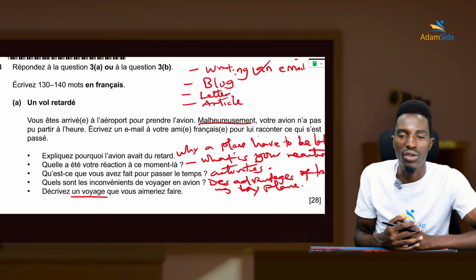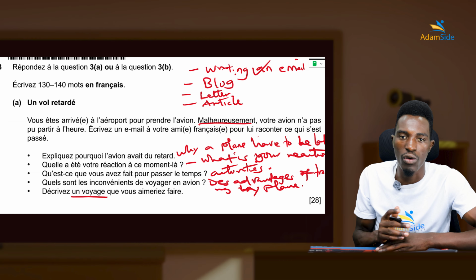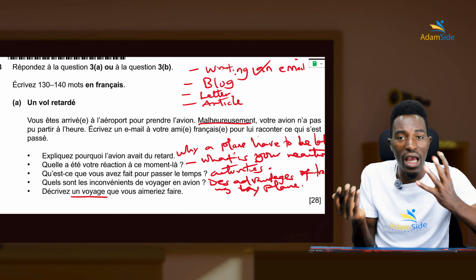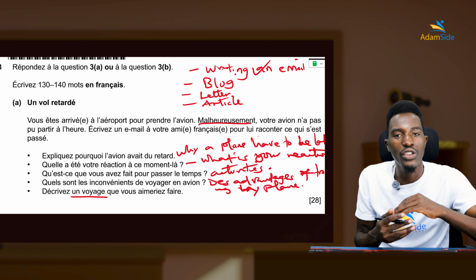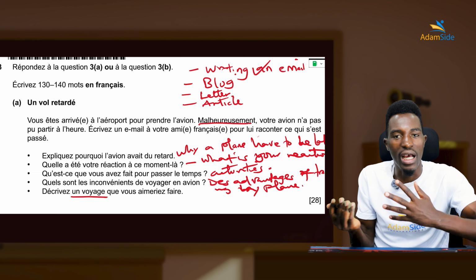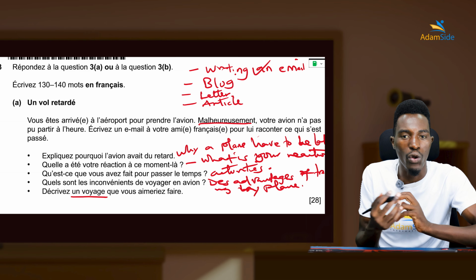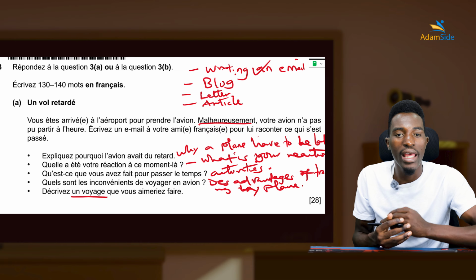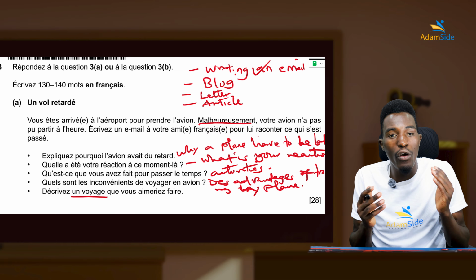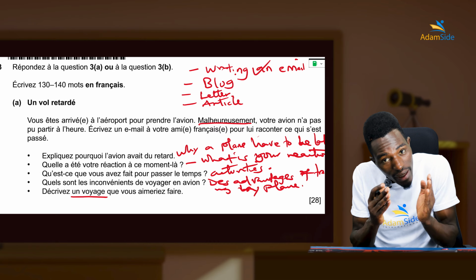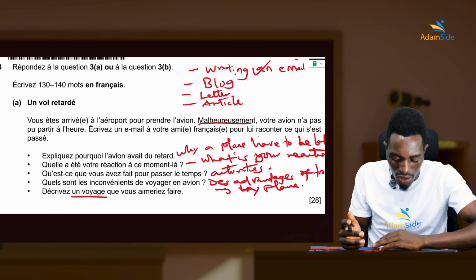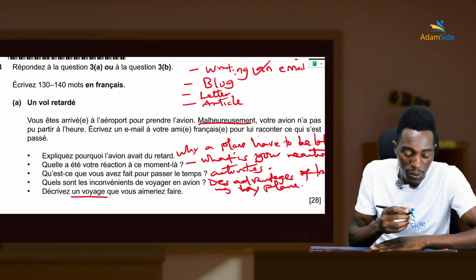Maybe you wish to travel to France or to Canada, aux États-Unis. Moi, j'aimerais voyager aux États-Unis, j'aimerais voyager en Angleterre, etc. Donc, ici, vous allez exprimer les voyages que vous aimeriez faire. Okay? C'est ça.